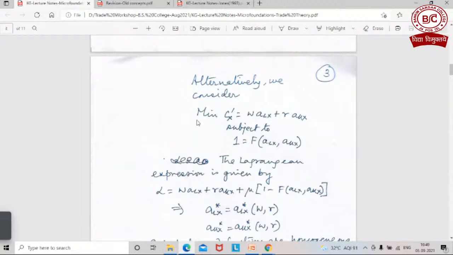Sir, implicit function. No. Don't think too much. This is a very simple example. But why is it an implicit function? It's not implicit. It's very much explicit.